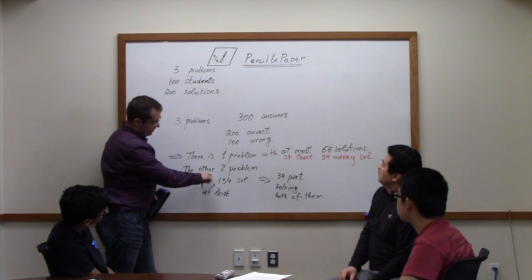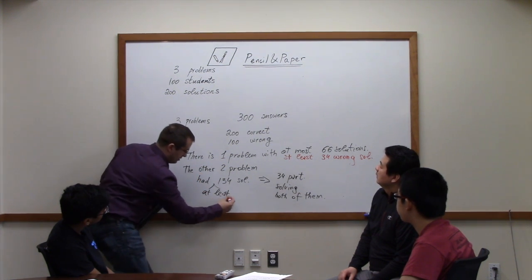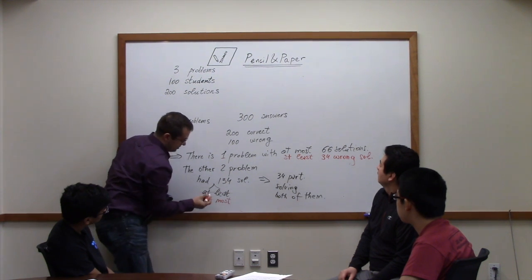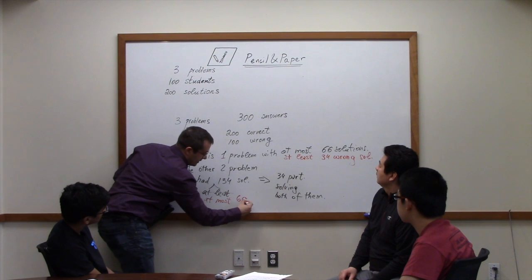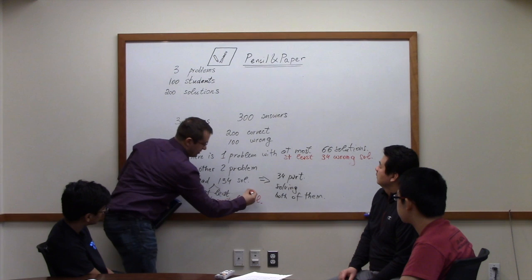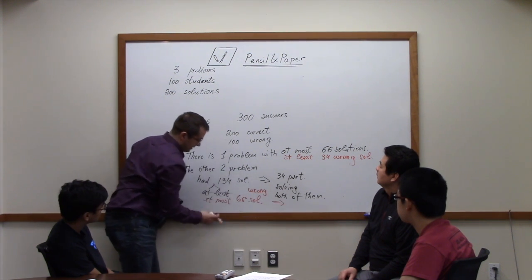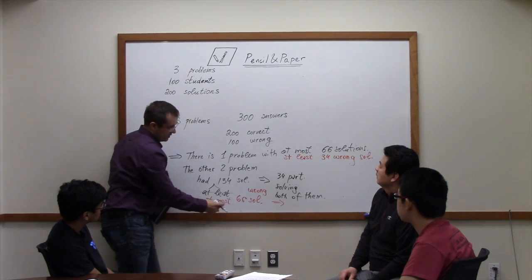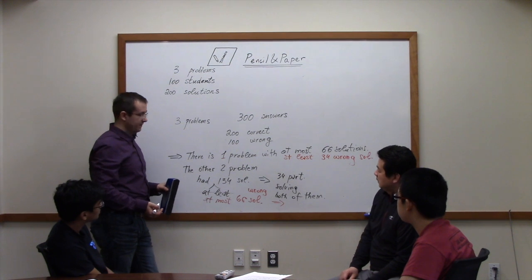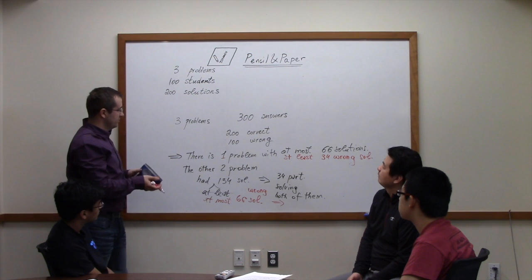It means that there were 2 other problems with at most 66 wrong solutions, which leads us to the conclusion that these 2 problems were solved, again, by at least 34 participants. So this is just solving it straight.